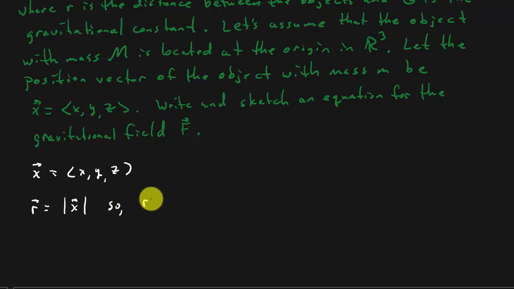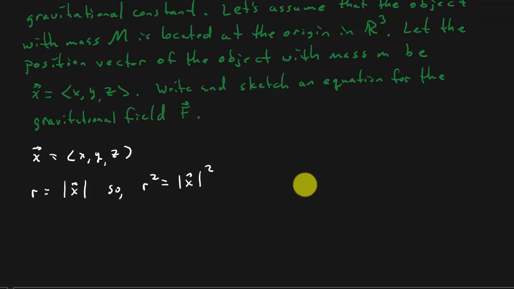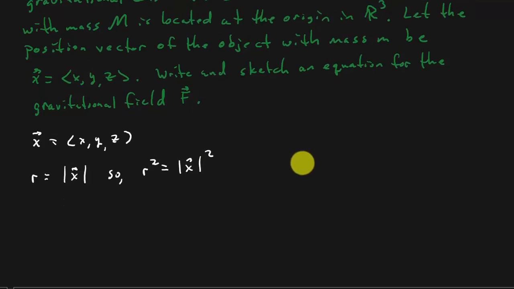So I've got, that's not vector r, that's just r. R squared is equal to the magnitude of x squared, right? All right. So write and sketch an equation for the gravitational field F. Okay. All right. So we can write that F of x is equal to the magnitude of F times what?